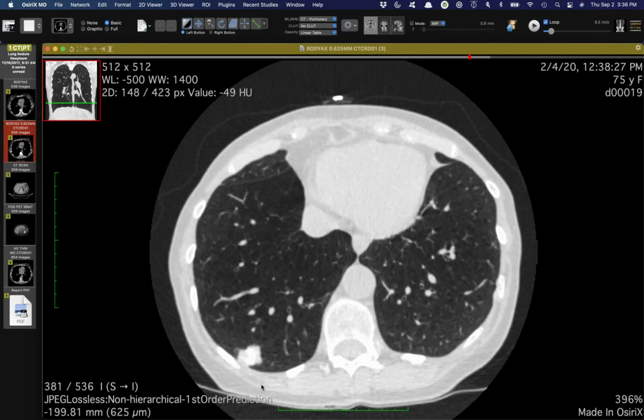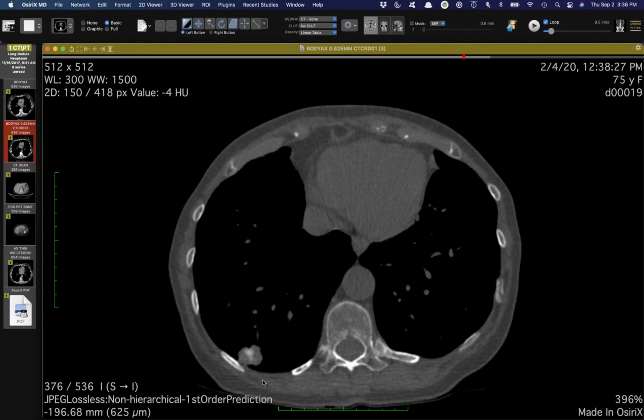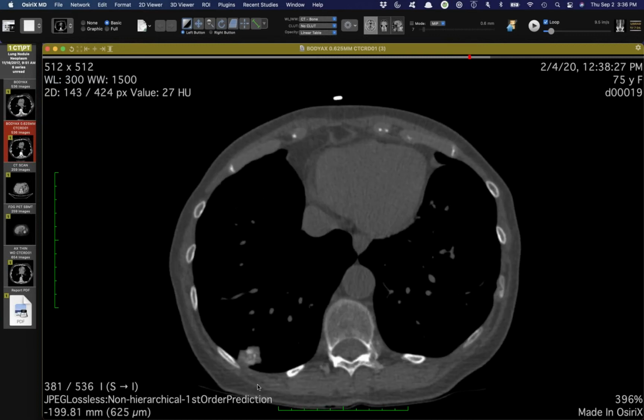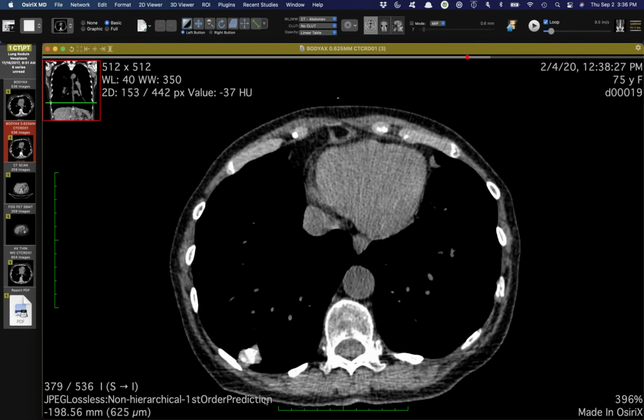Can you just show the calcium a little, like change the window a little bit? I can show it on bone windows. It looks popcorny, but at the same time, it looks a little chondroidy.